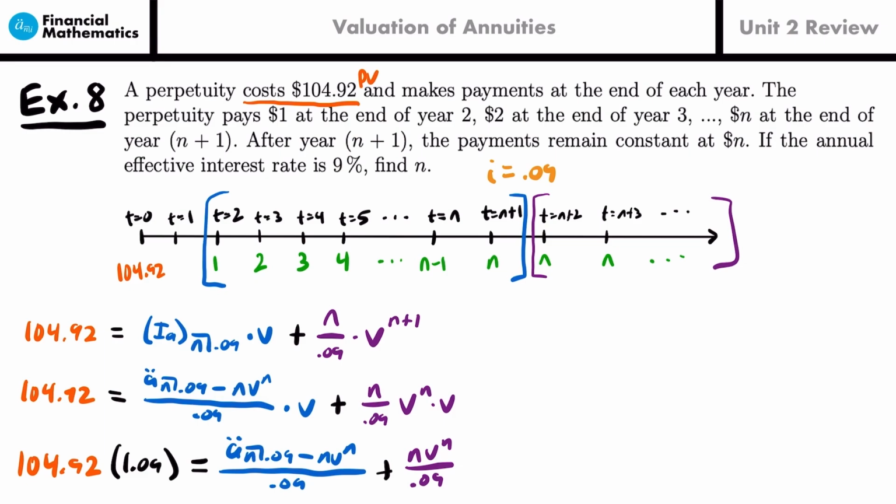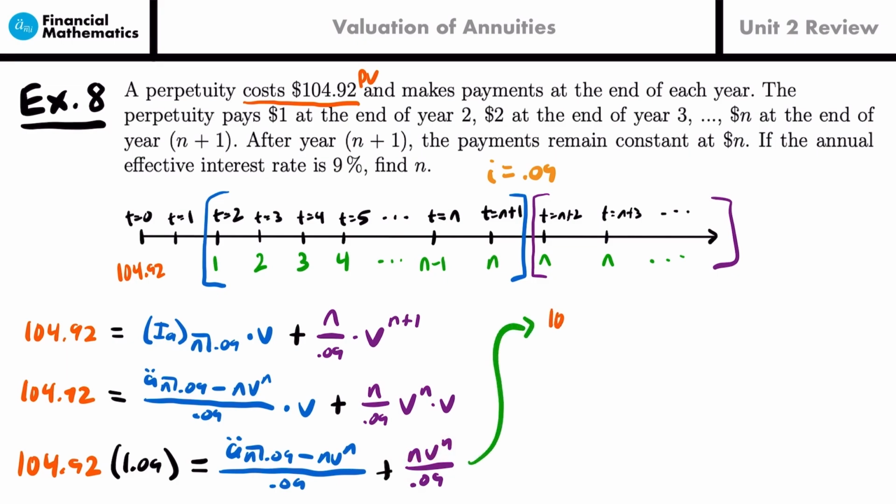Now, what can we do next? Well, it looks like we have two fractions being added together that have a common denominator. They both have a denominator of 0.09. So we can add the numerators, and I think you'll quickly see that a very nice cancellation occurs. We have a negative n times v to the power of n, and a positive n times v to the power of n, right?